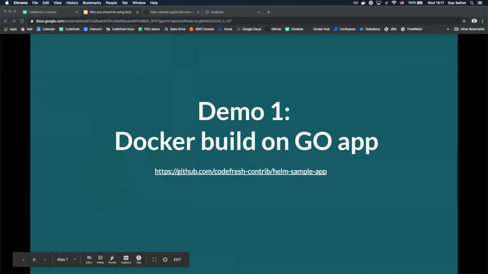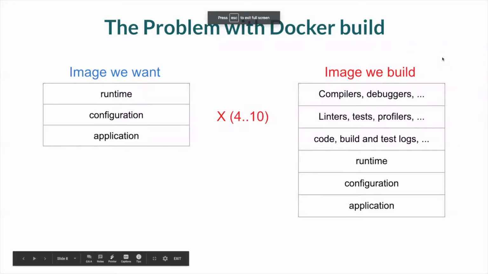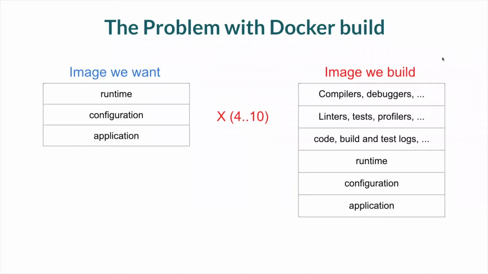Now let's continue. So what was the problem with what we did now? So basically there was no problem, right? Because we got the result. But if you think about it, the image that we wanted to run our actual web server should contain only the runtime configuration and the binary of the application itself to literally run. But the image that we got contained other things, right?